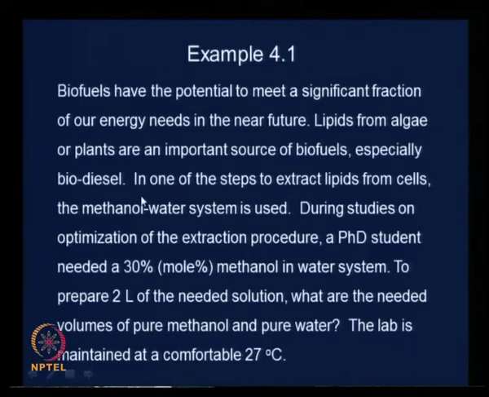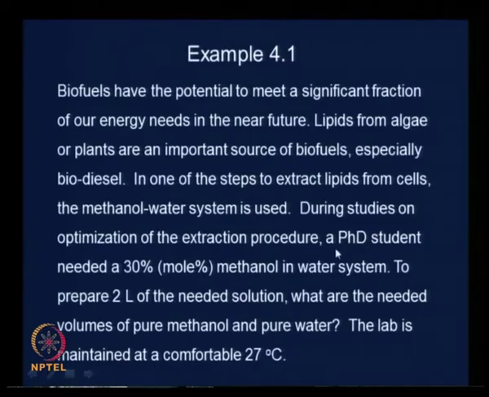In one of the steps to extract lipids from cells, the methanol water system is used to extract lipids. During studies on optimization of the extraction procedure, and in fact this is something that we did in our lab, so I kind of picked it up here, a PhD student needed 30 mole percent methanol in water system. The person who actually did that in our lab was a project associate.